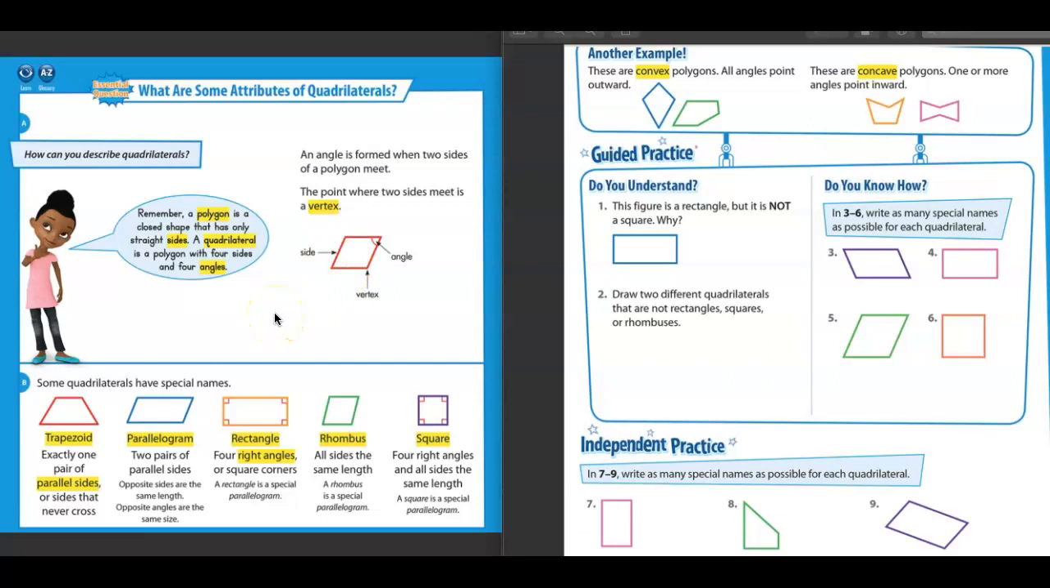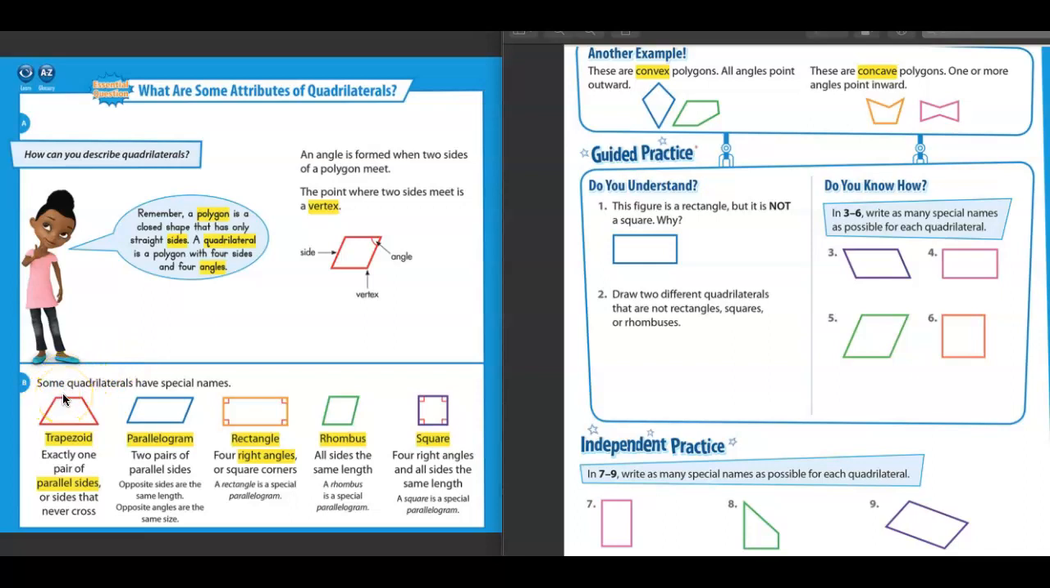I try to remember that a motorcycle with four wheels is called a quad, and a quadrilateral has four sides, so that helps me remember. We're going to be looking at different attributes of these quadrilaterals, and an attribute is just a rule or something that helps us to describe something, and in this case it's quadrilaterals.